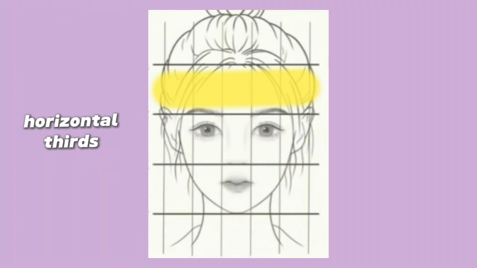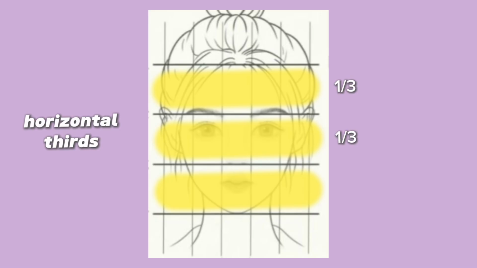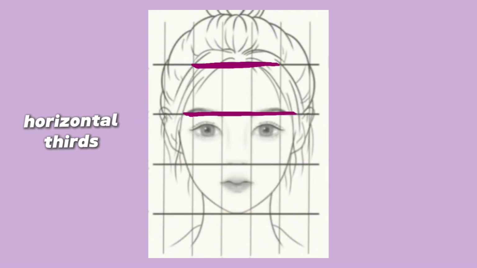and that's what makes people look memorable to us. So horizontal thirds does exactly what vertical fifths do, but instead we divide the face into 3 equal rows instead of columns. Again, it splits the face into 3 equal parts. So the first section is from the hairline to the brow, second section is from the brow to the base of the nose, and then the third is from the base of the nose to the chin.